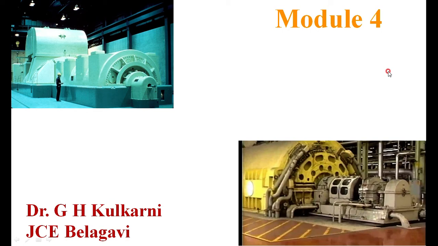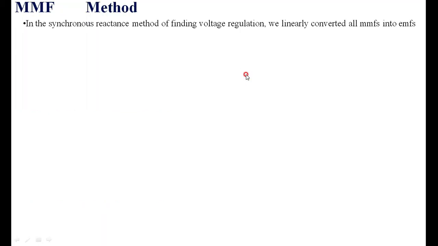MMF method of finding the voltage regulation of the alternator. We know that in the case of the synchronous reactance method or the EMF method for finding the voltage regulation, we are converting all MMFs into EMFs. There are three causes for the change from the generated voltage to the terminal voltage V: the IRA drop, the leakage reactance drop, and the third one is the armature reaction.